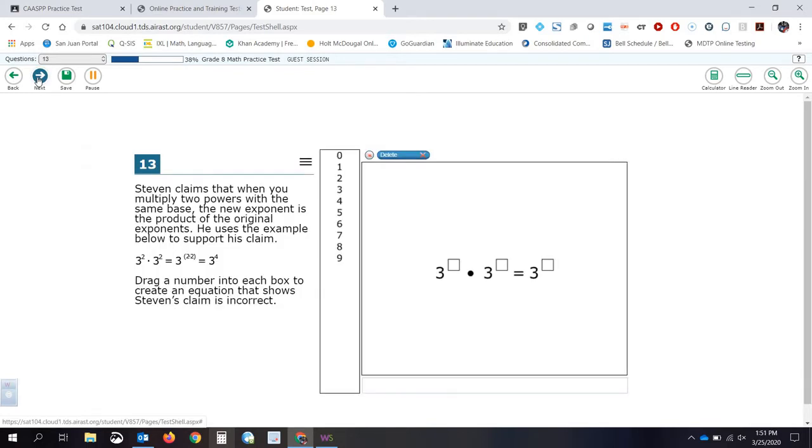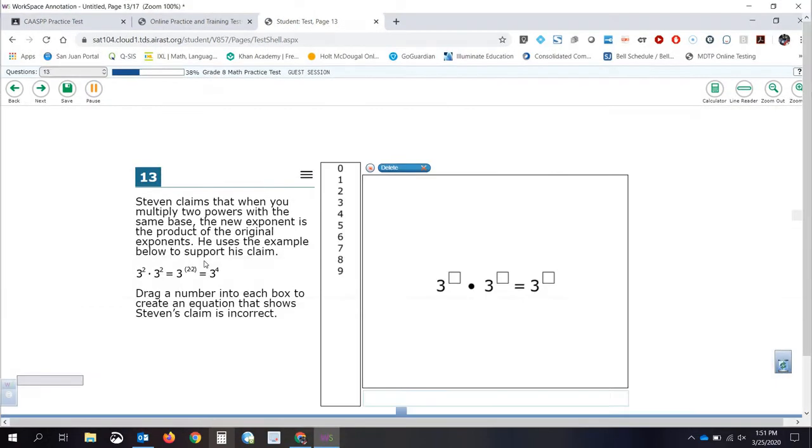Question number 13. Stephen claims that when you multiply two powers with the same base, the new exponent is the product of the original exponents. He uses the example below to support his claim. Drag a number in each box to create an equation that shows that Stephen's claim is incorrect.